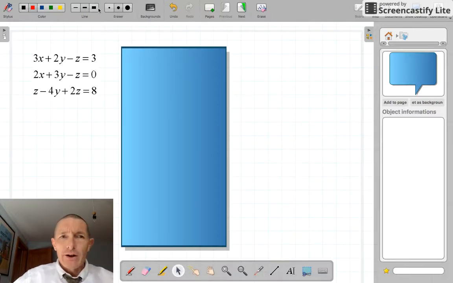In this video, we're going to solve this system of 3 by 3 equations, and I'm going to do it using row reduction, which is a little bit like elimination, and it has its roots in vectors.